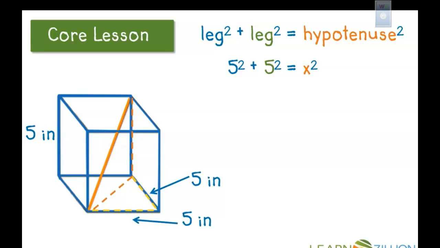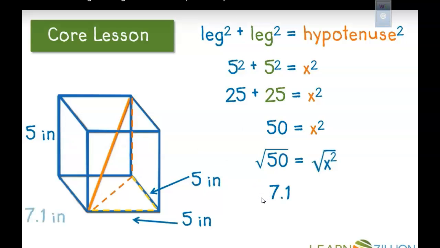So we have our Pythagorean theorem, and now I plug in the legs. 5 squared plus 5 squared equals x squared. 25 plus 25 equals x squared. 50 equals x squared. Now you take the square root of each side. This is where I want you to always stop when we do these. You're going to tell me x is equal to the square root of 50.